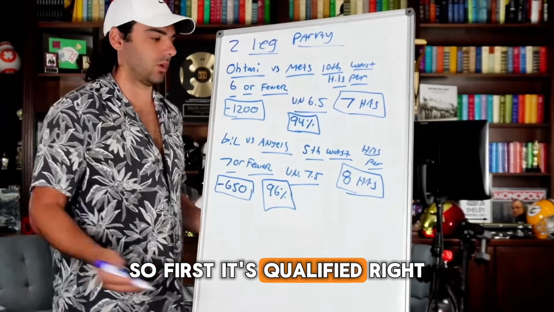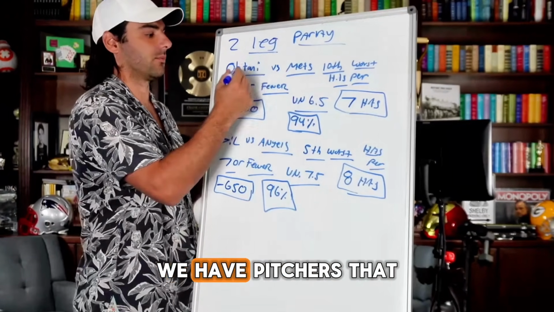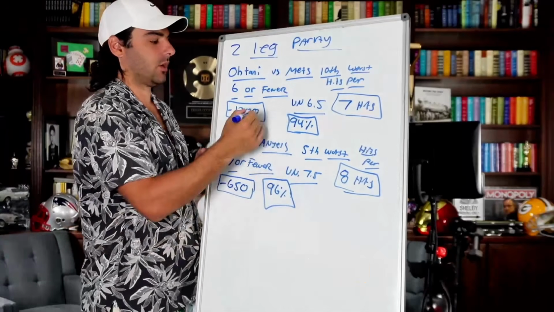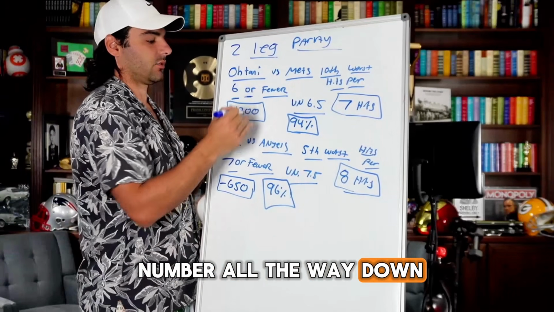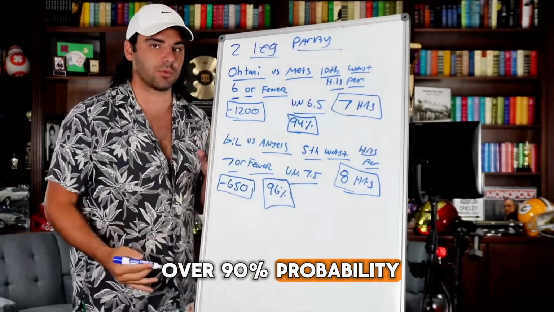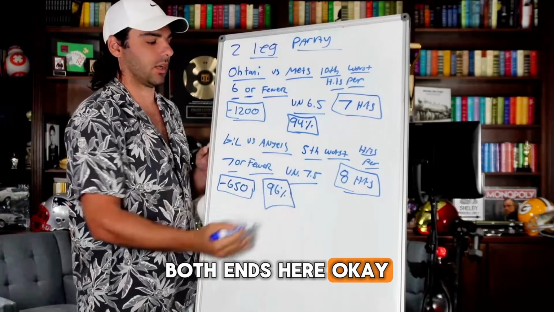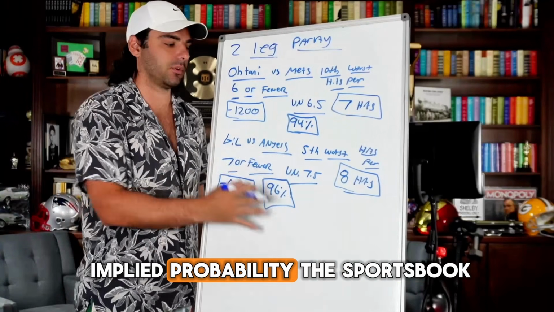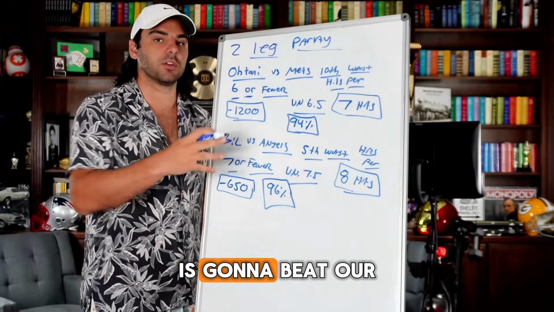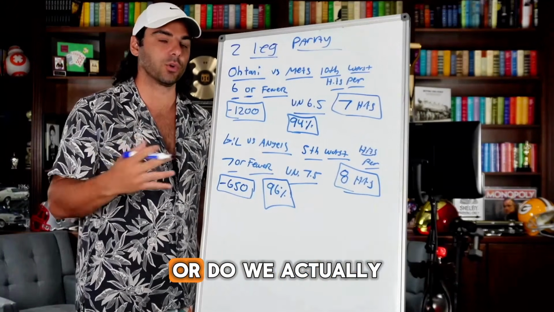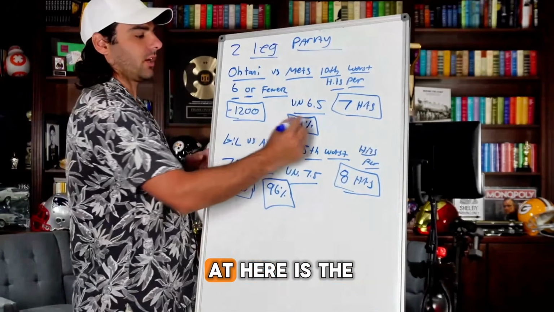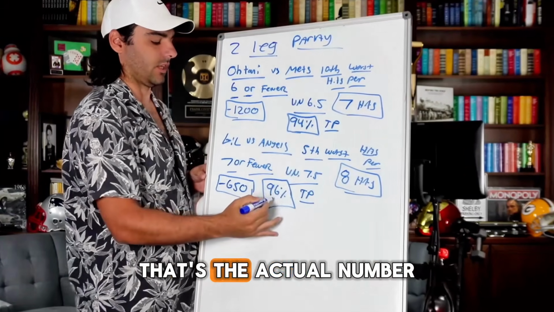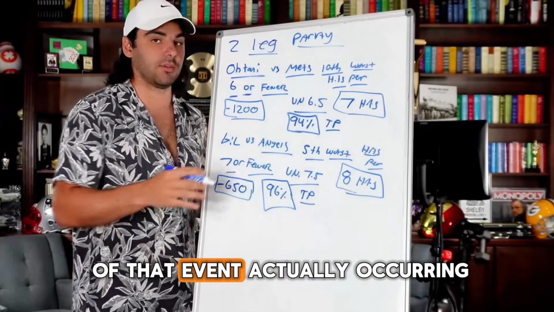So first, it's qualified, right? We have pitchers that are going against teams that are the worst in hits per game. We have got the number all the way down to where we have over a 90% probability, both ends here. Okay. Now what we have to do is put these together and find if our implied probability the sportsbook gives us on these is going to beat our true probability, or do we actually have an edge? And what you're looking at here is the actual true probability, okay? Those numbers are the true probability.